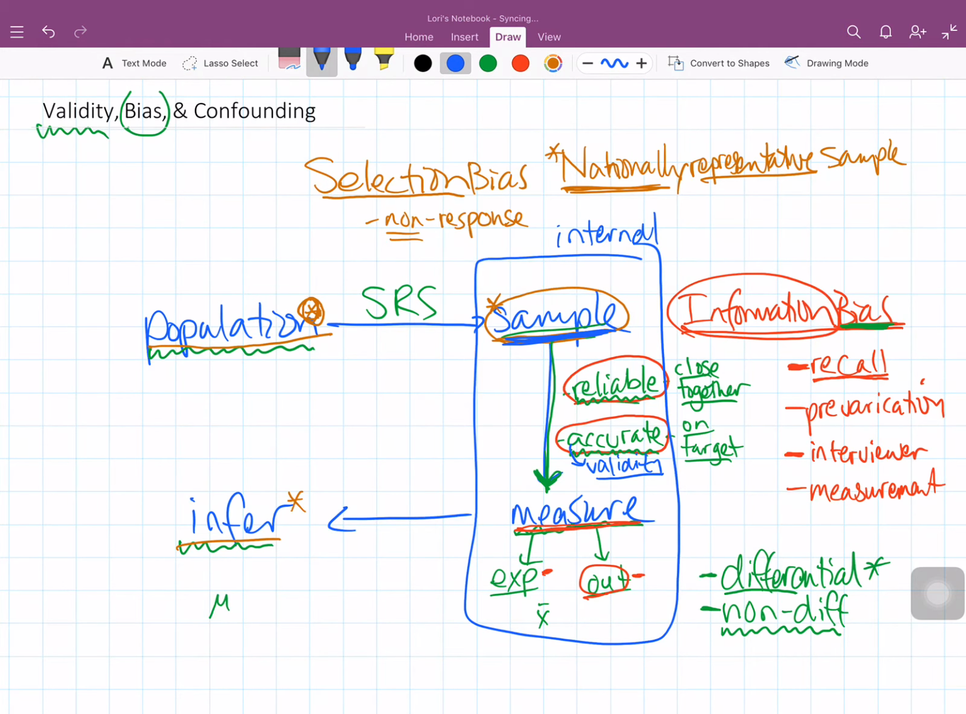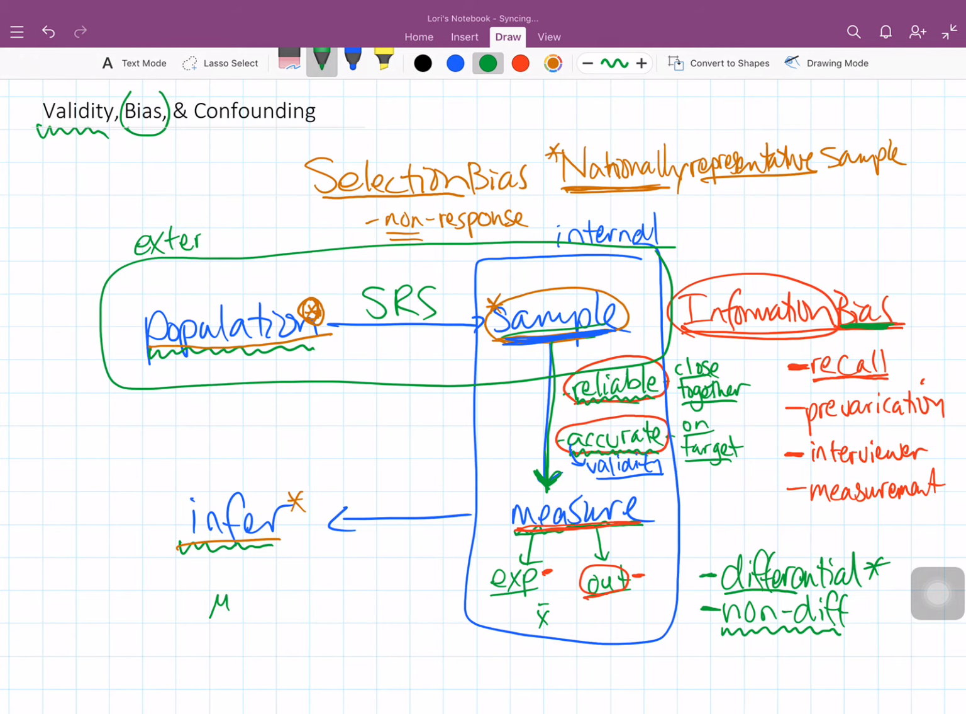If we think about external validity, that has to do with whether our results apply back to whatever we think is our target population. So this is our external validity. External validity is synonymous with generalizability. Can we generalize our findings to more people than just the ones that were in our sample?